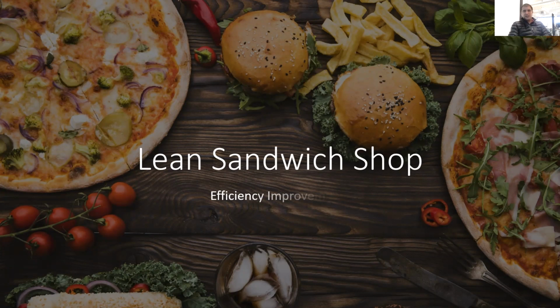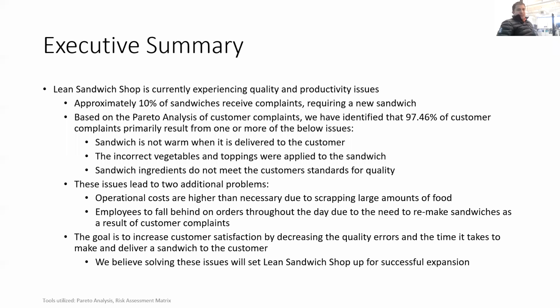Just going over some Lean Six Sigma findings that we were able to discover and some process improvements that we'd like to show to the group here. So just to start out, we have an executive summary. Lean Sandwich Shop is experiencing quality and productivity issues. Approximately 10% of our sandwiches receive complaints which require a new sandwich.